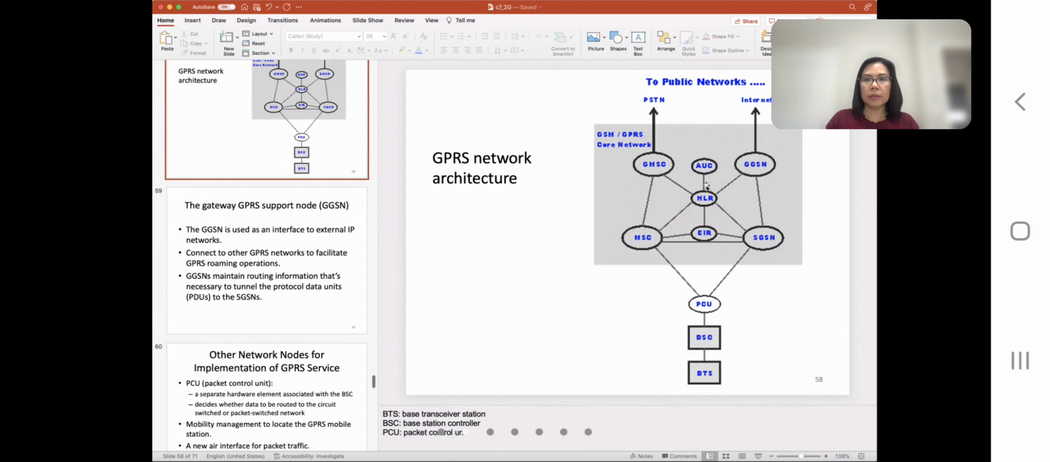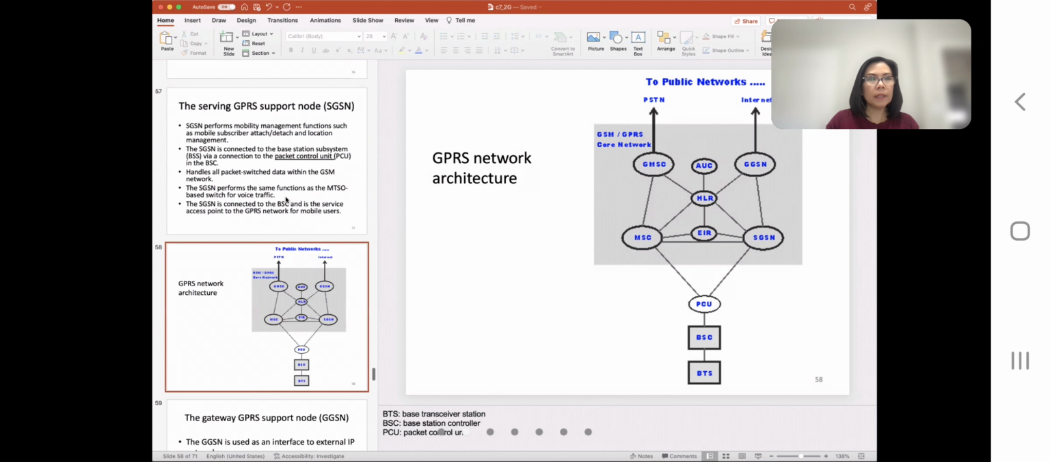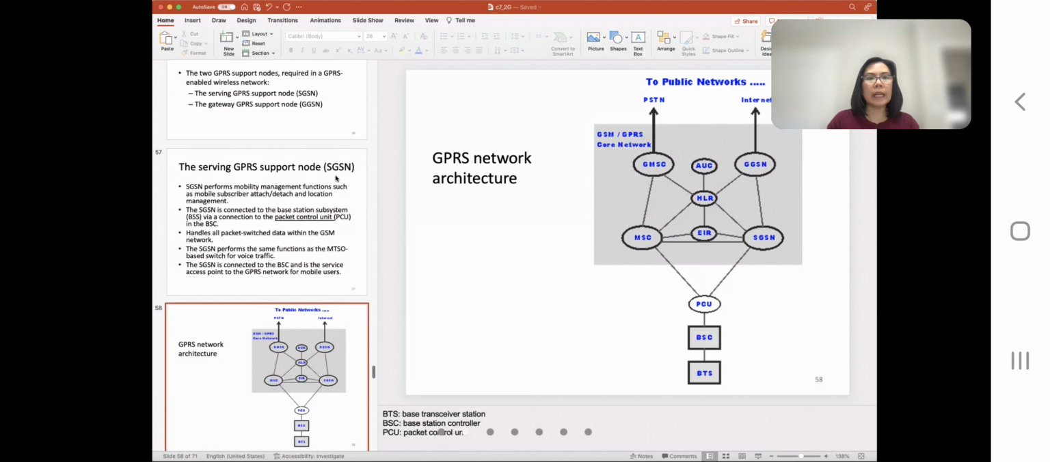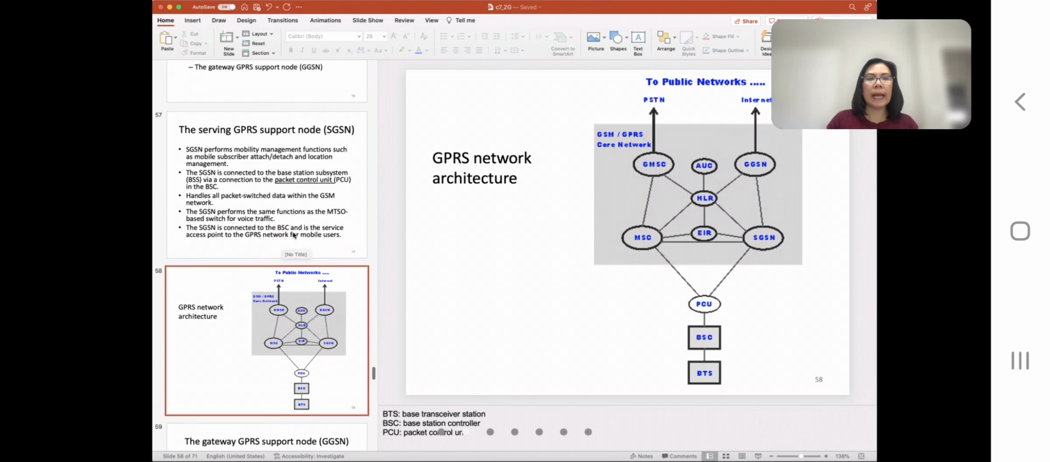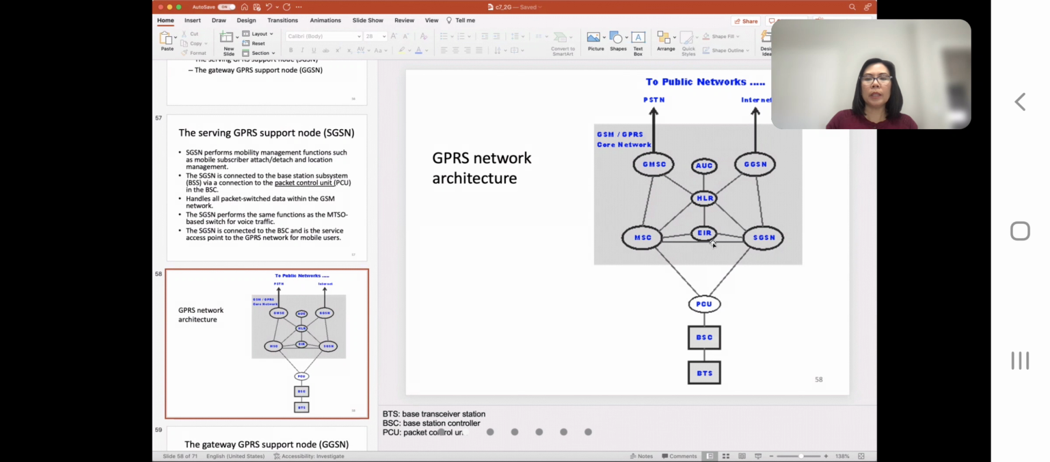Now let's talk about the SGSN. The SGSN is equivalent to the MSC, right? The mobile switching center. And we talked about this before. This is the access point between the mobile user and the GPRS network.